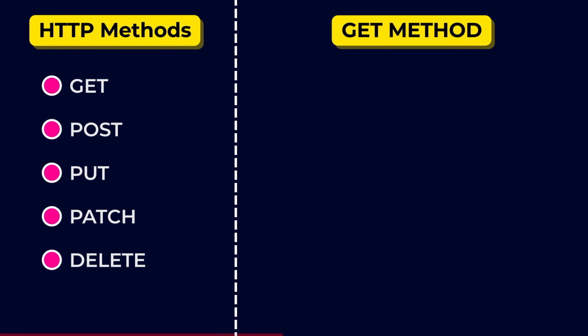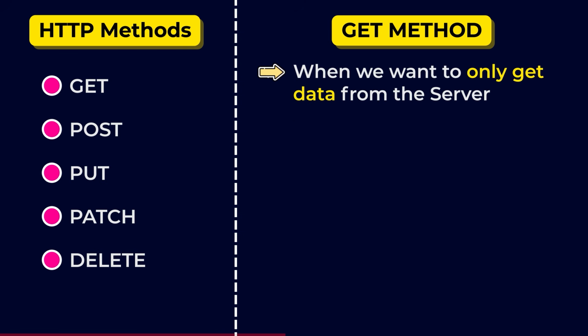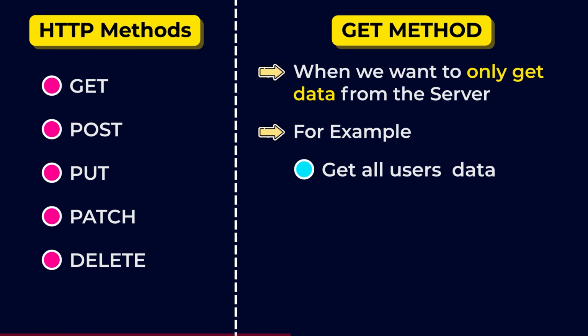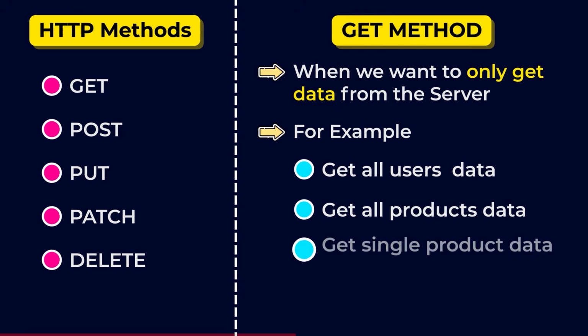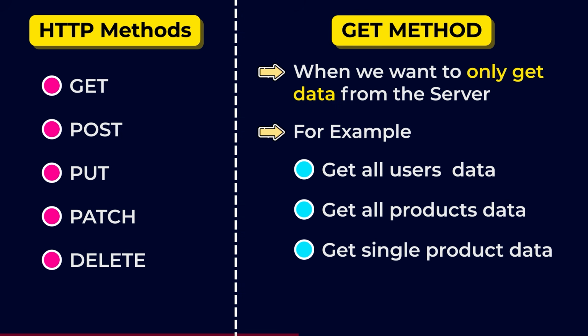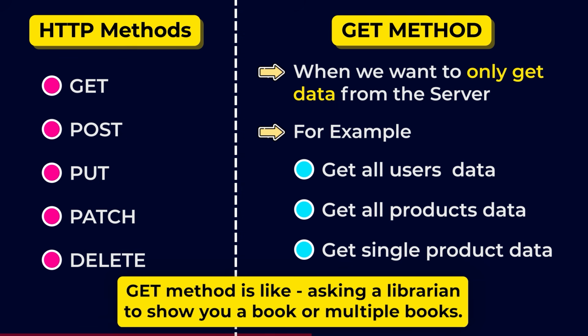We use the GET method when we want to only get data from the server. For example, we want to get all users' details, or all products' details, or a single product's detail. In this case, we define our API with the GET method. To understand these methods, we will use the analogy of a library. So the GET method is like asking a librarian to show you a book or multiple books.